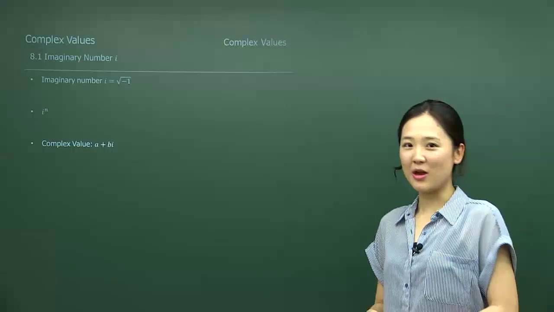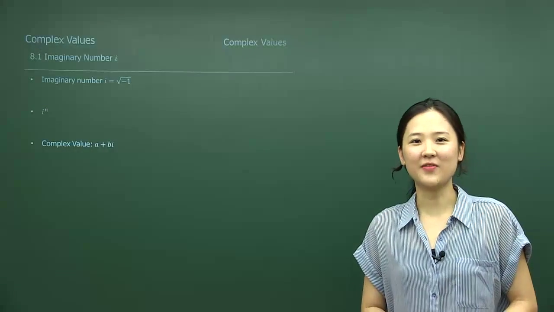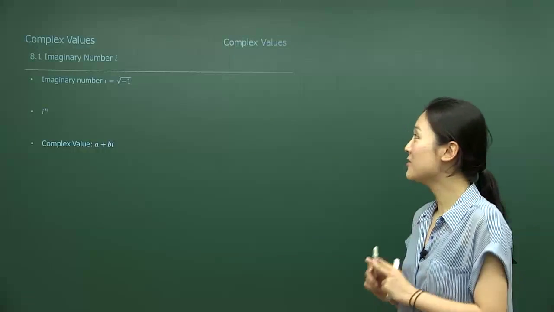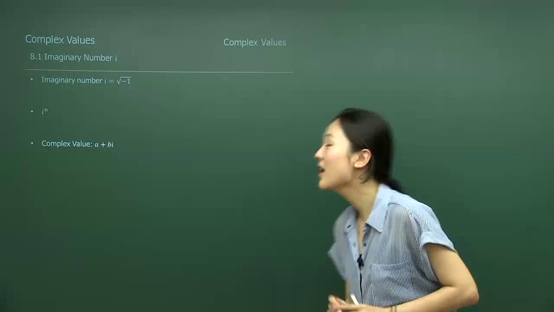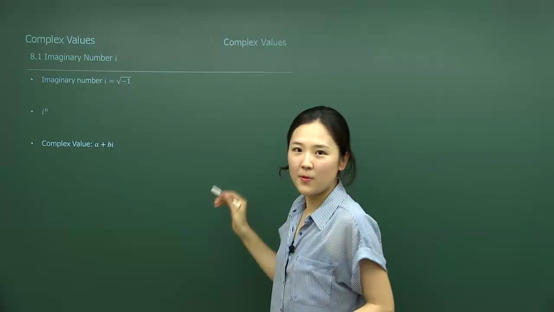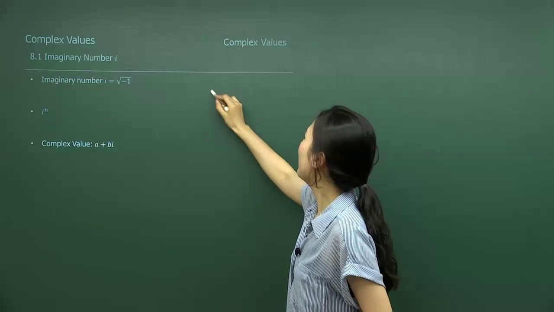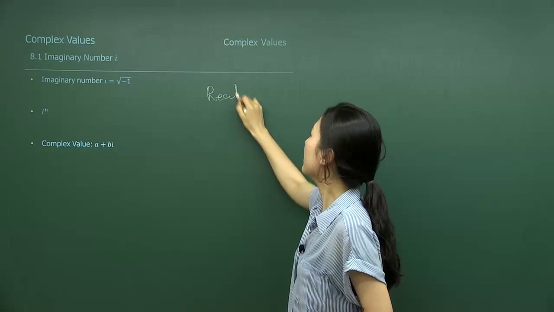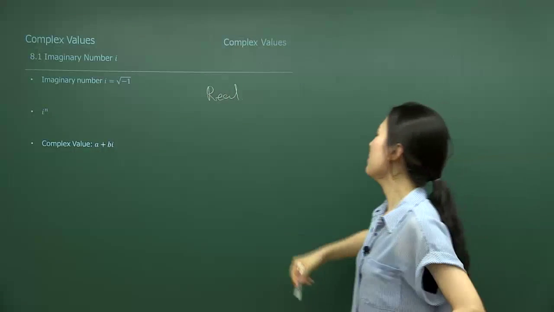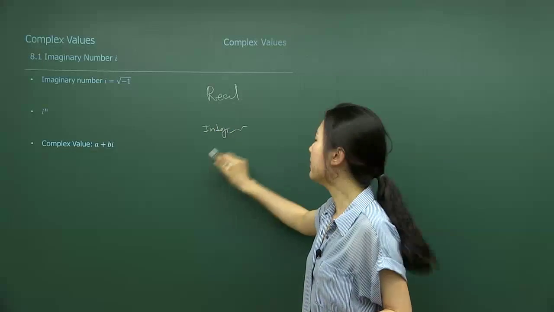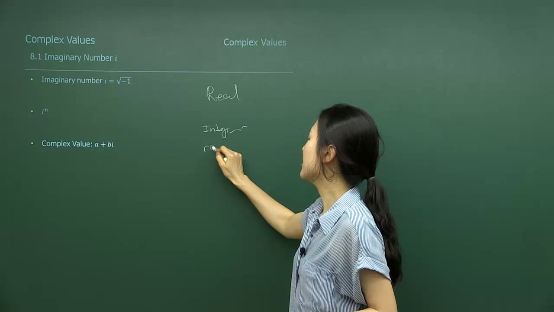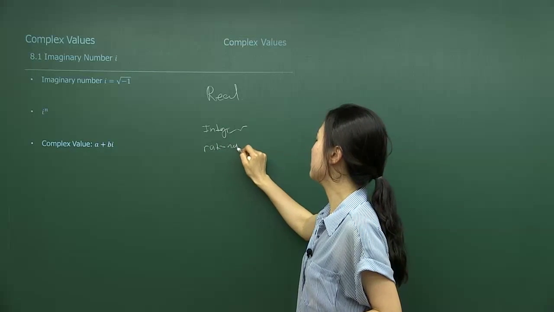The topic that we are going to discuss today is complex values. Before we actually go into complex values, let's talk about types of numbers. Remember in elementary school, you learned about types of real numbers, right? A real number can be an integer, it can be a whole number, and it can be rational or irrational as well.